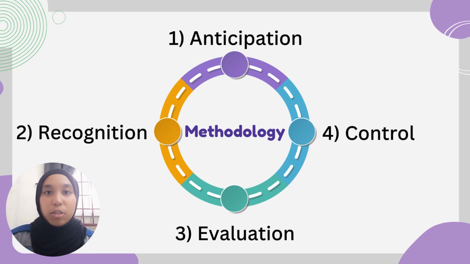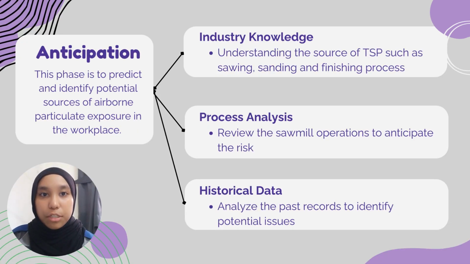Alright, next we move to the methodology which we use RAC, which is anticipation, recognition, evaluation, and control. So first for the anticipation, what is anticipation? It is actually to predict and identify the potential sources of airborne particulate exposure in the workplace. So there is 3 anticipation, which is the first one is industry knowledge. It is for understanding the sources of TSP such as sawing, sanding, finishing process.